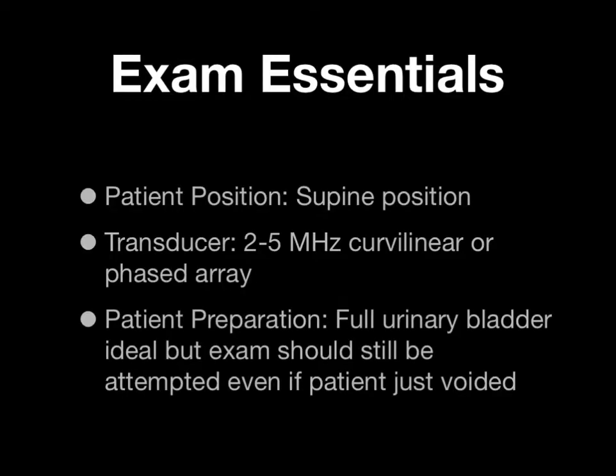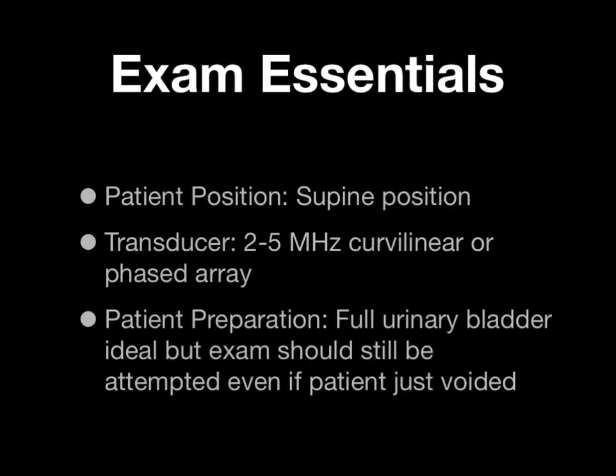Let's now look at the transabdominal pelvic exam. The exam should be performed with the patient in the supine position. In terms of transducers, I would recommend using a large footprint 2 to 5 megahertz curvilinear. Something in the range of 2 to 5 megahertz will allow adequate penetration in the average size adult. You could use a small footprint curvilinear transducer or a phased array transducer, but I think it's easier to use a large footprint transducer for this exam.